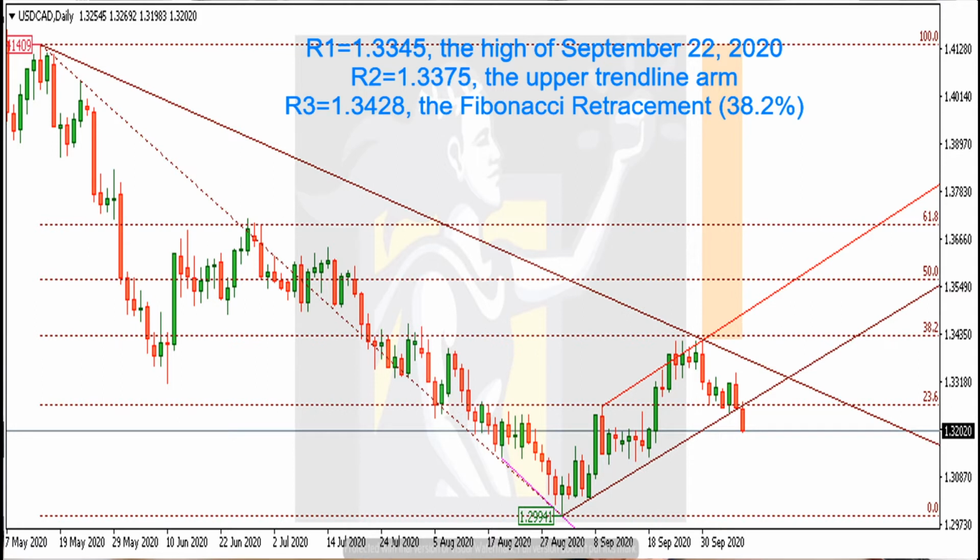On the upside, the USCAD pair may find some difficulty passing through the following resistance levels. The first resistance is at 1.3345, which is the high of September 22nd. The second resistance is 1.3375, which is the upper trend line arm. And the third resistance is at 1.3428, which is the 38.2% Fibonacci retracement. The technical bias remains bullish unless 1.299, a key horizontal support level, breaks.